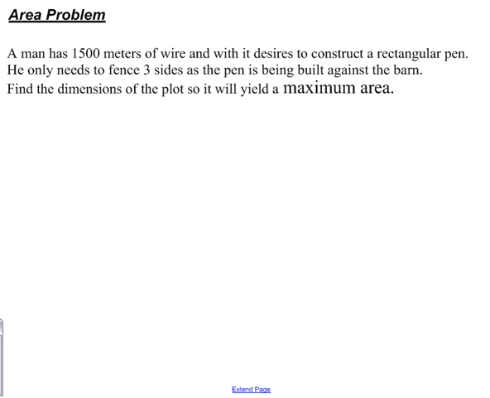Okay, we're continuing with our work on quadratic word problems. All of you have a copy of this. I handed it out yesterday.